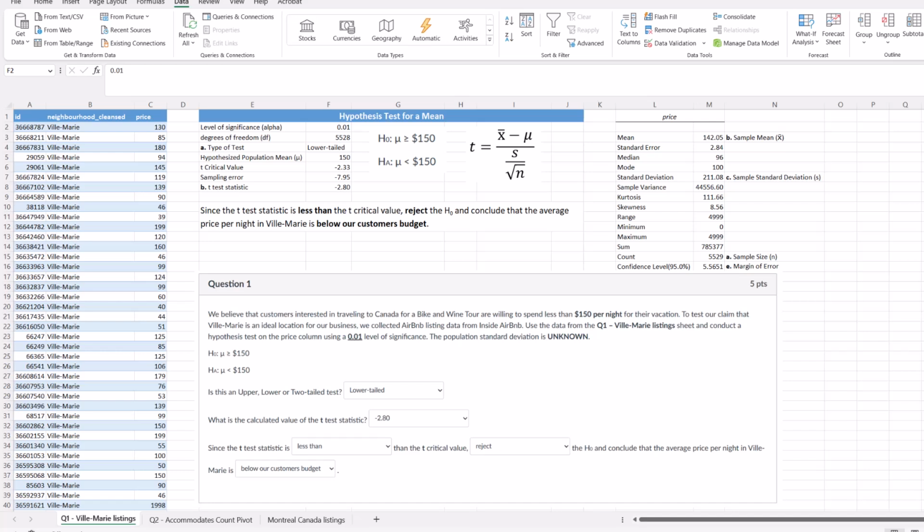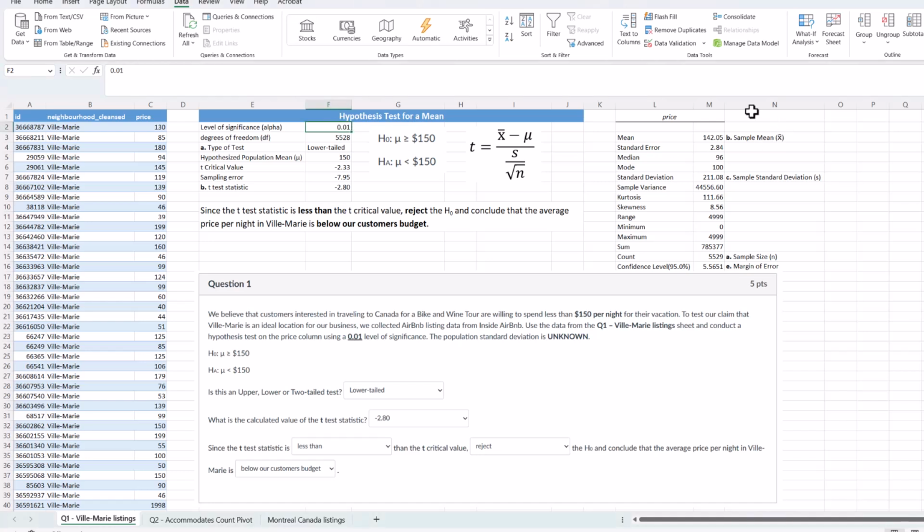Okay, let's continue working with the Ville-Marie listings data and now conduct some hypothesis tests. For question 1 in the hypothesis test quiz, the null and the alternative hypothesis were given here. The level of significance was given as 0.01, so I'm going to go ahead and plug that in here.